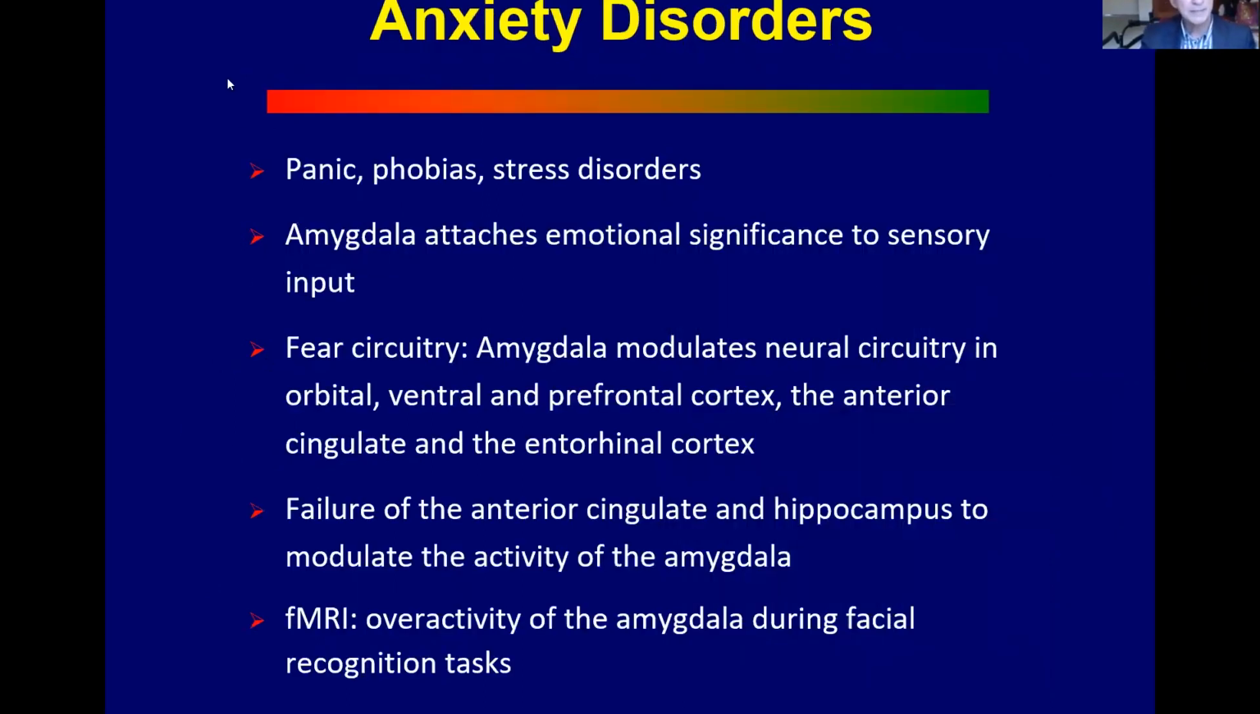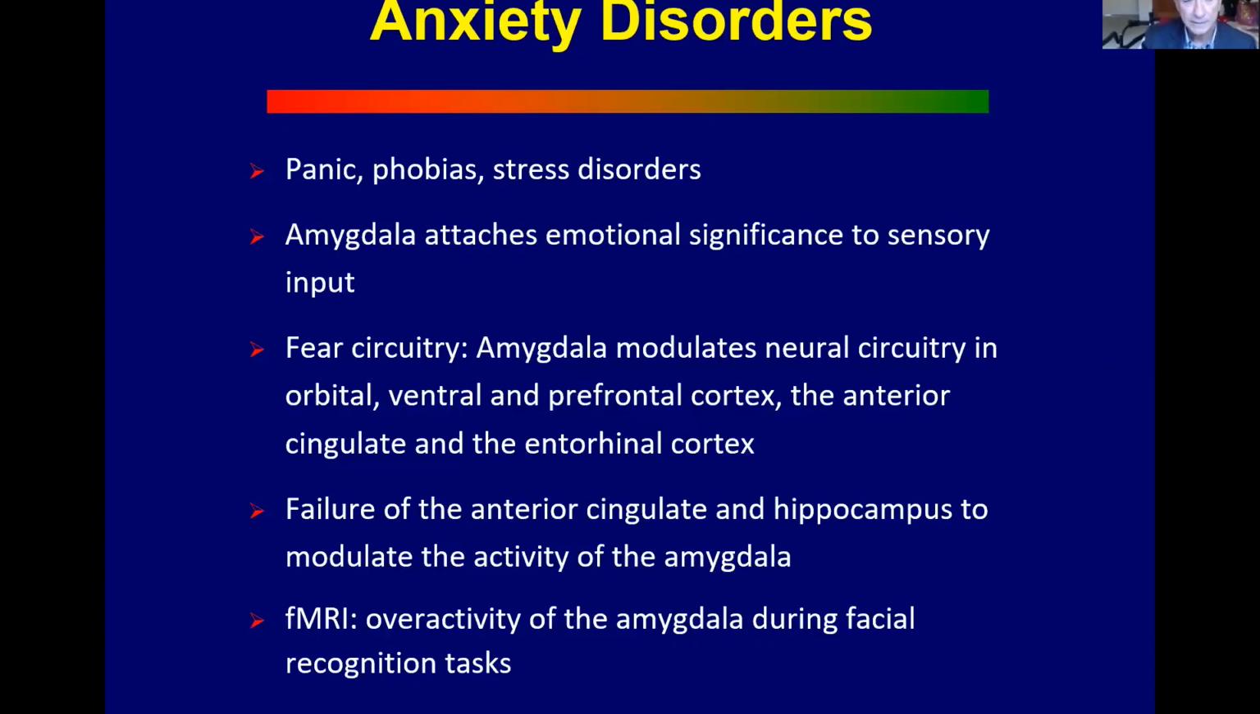A lot of research is being conducted at UCSD on the anxiety disorders, and this includes the panic attacks, phobias, stress disorders. We know that the amygdala attaches emotional significance to sensory input. And the neuropsychologists and psychiatrists in their research have come up with this theory of fear circuitry. The amygdala modulates the neural circuitry in orbital, ventral, and prefrontal cortex, the anterior cingulate, and the entorhinal cortex, all structures involved with anxiety disorders.